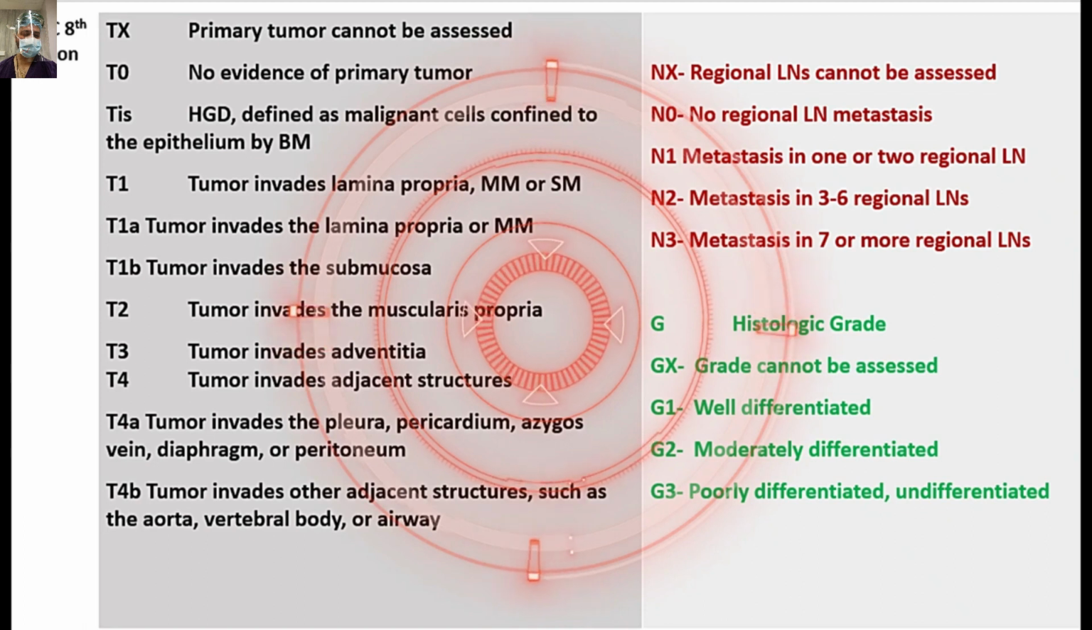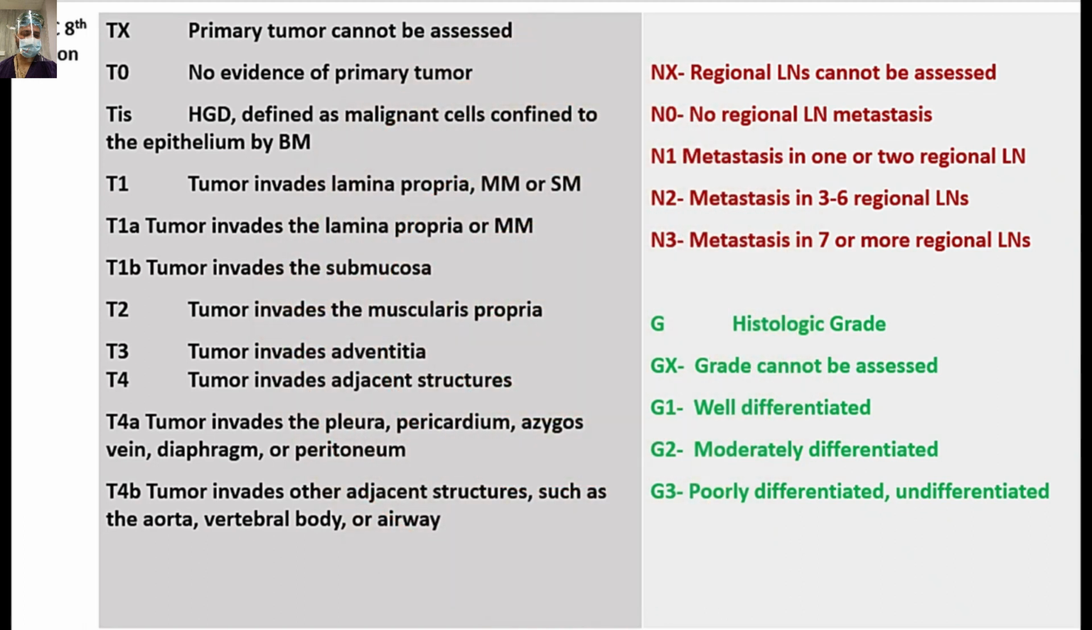T4a is tumor invades the pleura, pericardium, esophagus, vein, diaphragm, peritoneum, that are resectable structures. And T4b is when it invades non-resectable structures and the tumor becomes unresectable, that is, it invades other adjacent structures such as the aorta, vertebral body or airway, which makes it unresectable. N1, N2, N3 is 1 to 2, 3 to 6 and 7 or more, as I discussed. And histological grades are G1, G2, G3, as we all know.